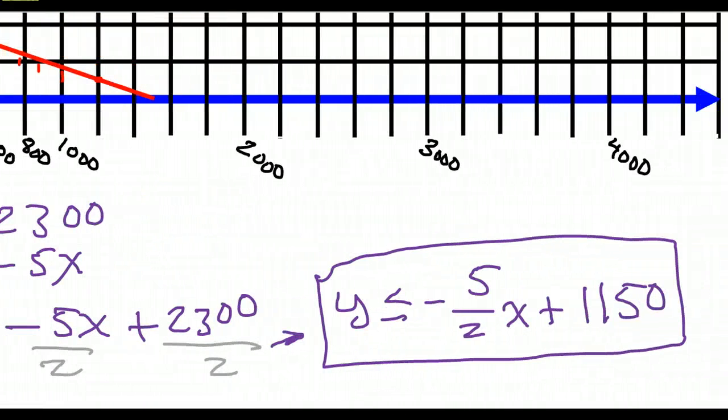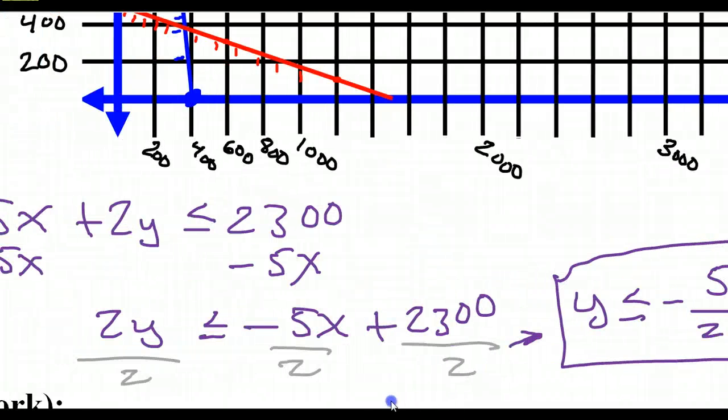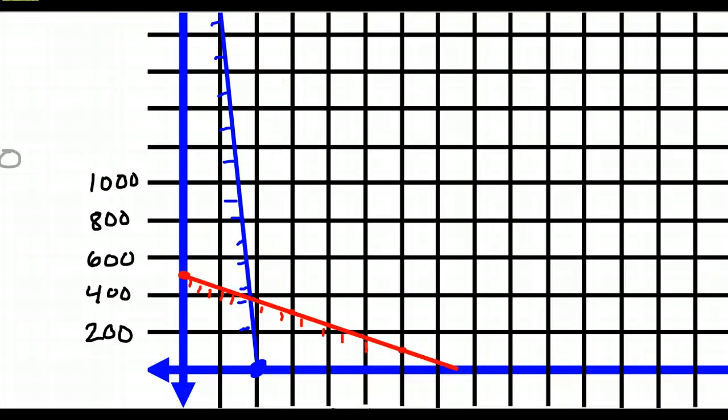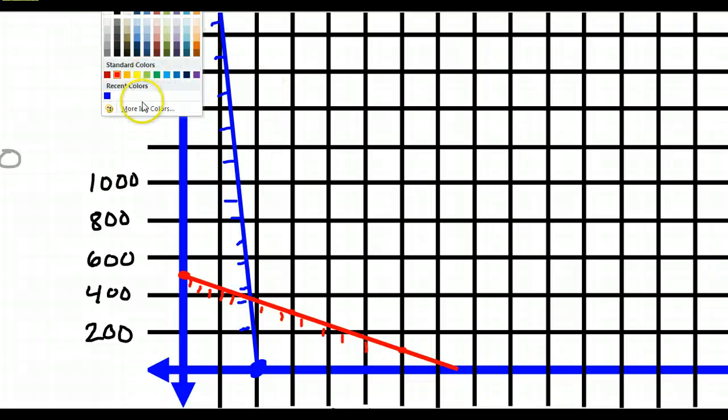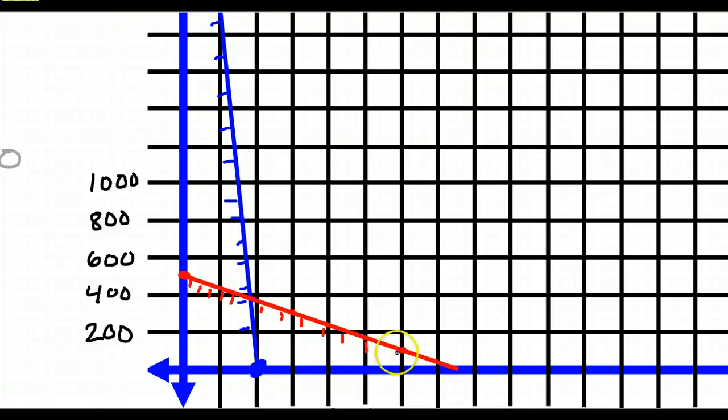Okay, so we've got this one. It's 1,150 and then down 5 over 2. So 1,150. Okay, so I guess I need to switch to purple. Except I'm going to use this color. I like this a little better in terms of visibility. So 1,150.